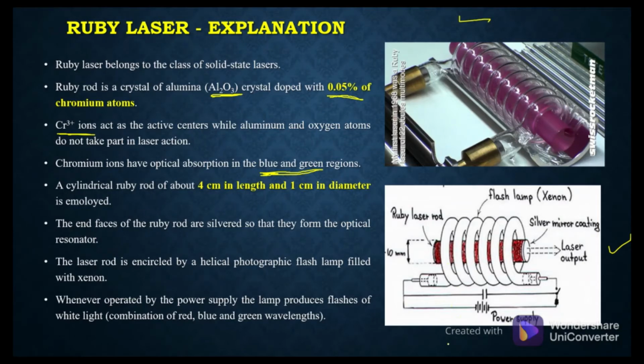So this switching on is done with the help of this power supply placed here. When the xenon flash lamp is switched on, it will generate white color light. White color means it's a combination of VIBGYOR colors, predominantly a combination of red, blue and green wavelengths. When this happens, only the blue and the green wavelengths are absorbed by the chromium ions, because their characteristic absorption wavelengths fall in these particular regions. All other wavelengths are not absorbed.